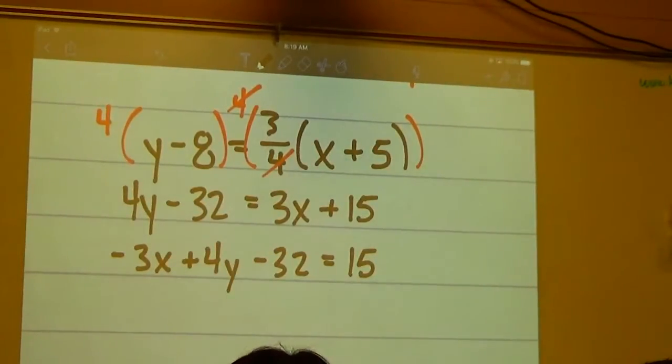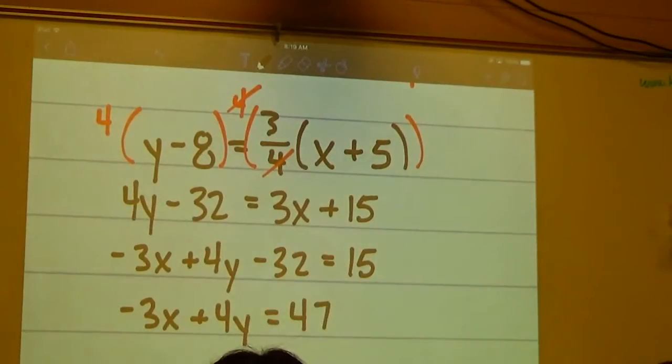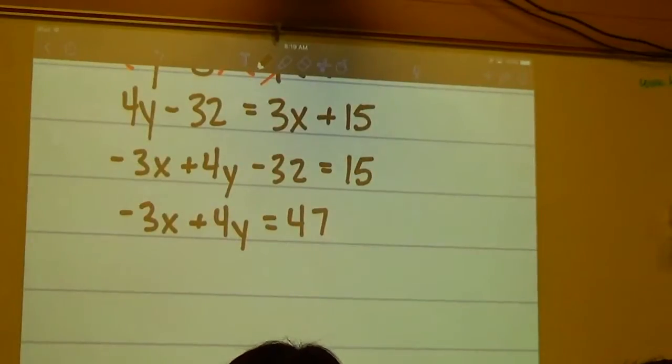All right, so add 32 to both sides, so we get negative 3x plus 4y equals, I got 47. I was trying to subtract. Multiply everything by negative 1, I get 3x minus 4y equals negative 47.